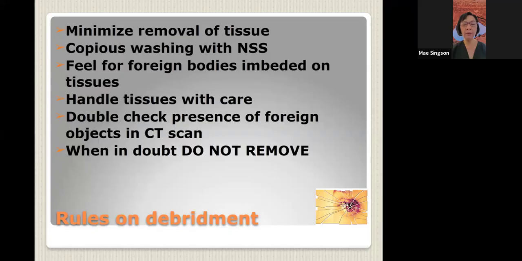Handle the tissues carefully. Always double check the presence of foreign body in your CT scan. Always have imaging because you don't want to miss a foreign body and go back again later on. So when in doubt, do not remove.